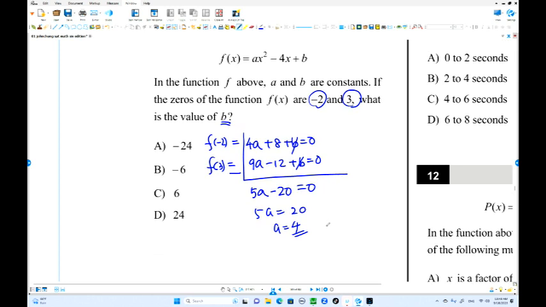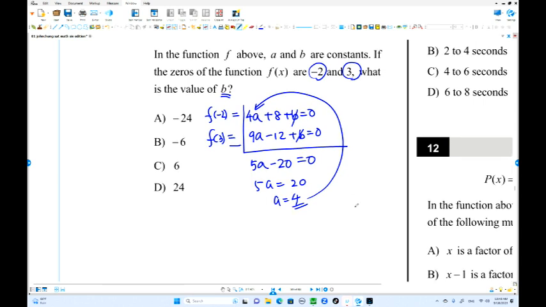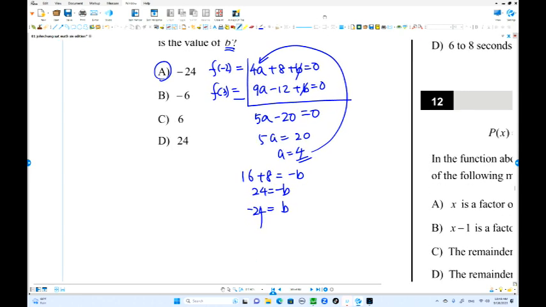Now from here, you can put this number in anywhere, okay? So when a is 4, what is the value of b? 4 times 4 is 16 plus 8, that equals negative b, okay? 24 equals negative b. B equals how much? Negative 24, okay? So choice A is the answer.